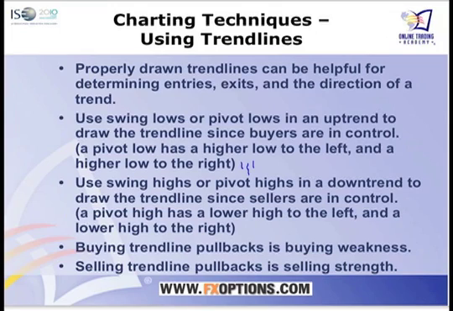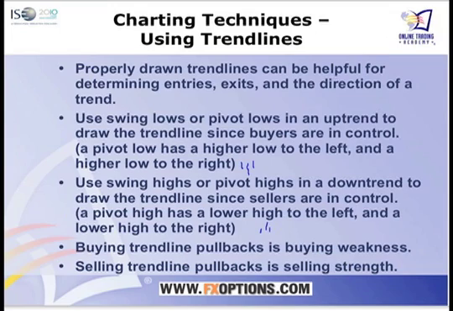You can also use something called a swing high or a pivot high in a downtrend to draw your trend lines. Once again, the sellers are in control. Anytime there's a rally to a trend line, usually the sellers will be sellers, and they maintain control of the market as long as the trend line isn't broken. And your pivot high has a high with a lower high to the left and a lower high to the right. If you buy trend line pullbacks in an uptrend, you're buying weakness. If you sell trend line pullbacks in a downtrend, you're selling strength.